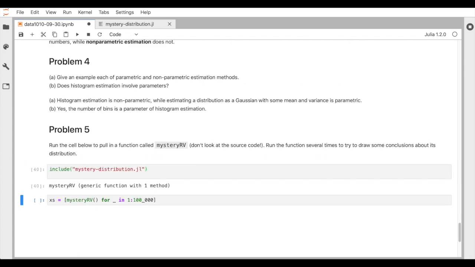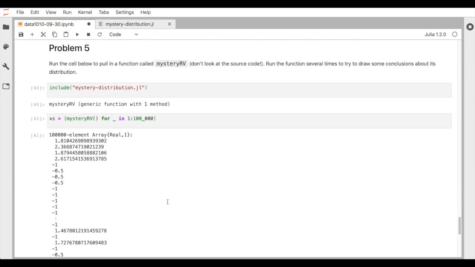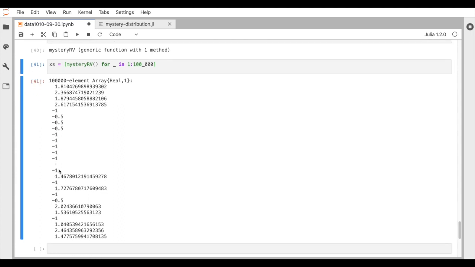In this last problem, we're going to pull in code from this script, mysterydistribution.jl. So we're going to refrain from looking at this code for now. And just based on the values that are returned by this function, we're going to try to say something about the distribution being used to generate those data. So we're generating 100,000 samples. And what we see is that pretty often we get some value that shows a lot of decimal places when it prints to the screen. And also pretty often we get -1s and -0.5s.